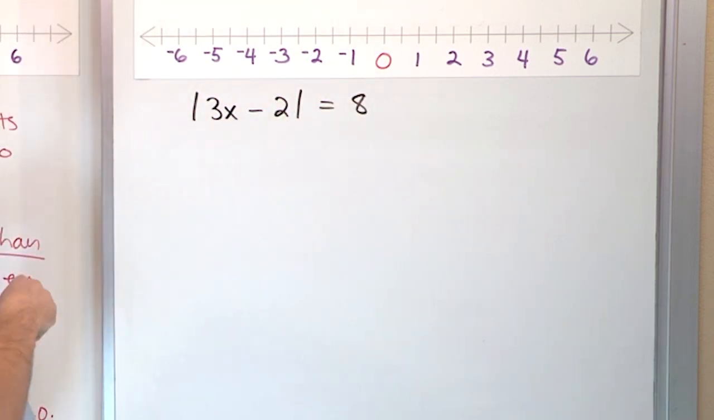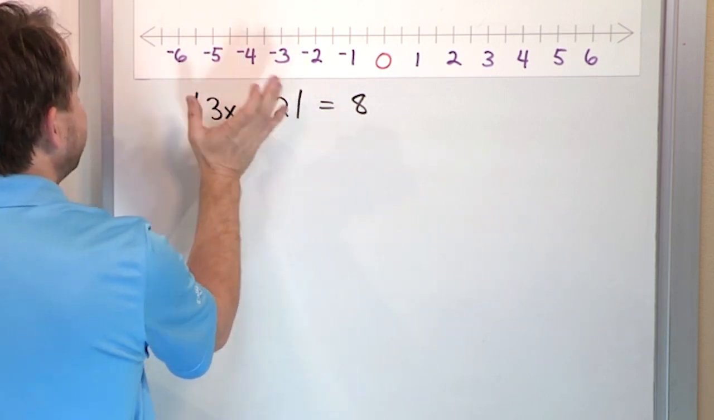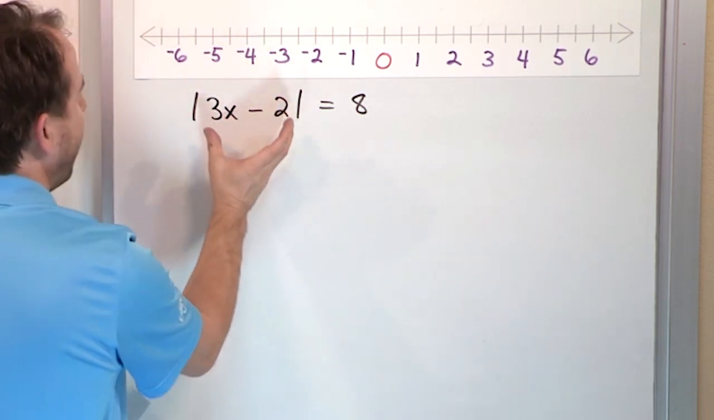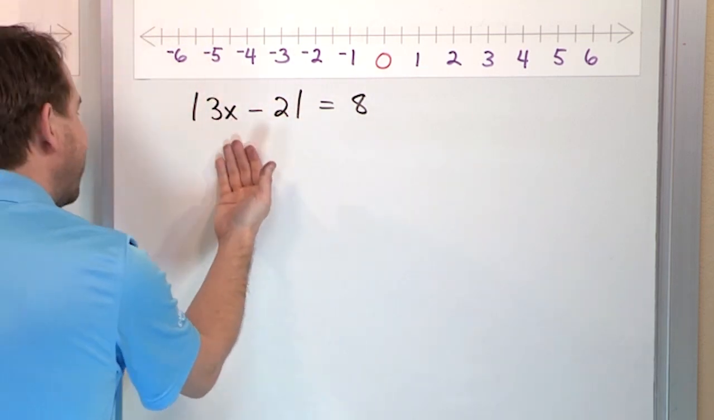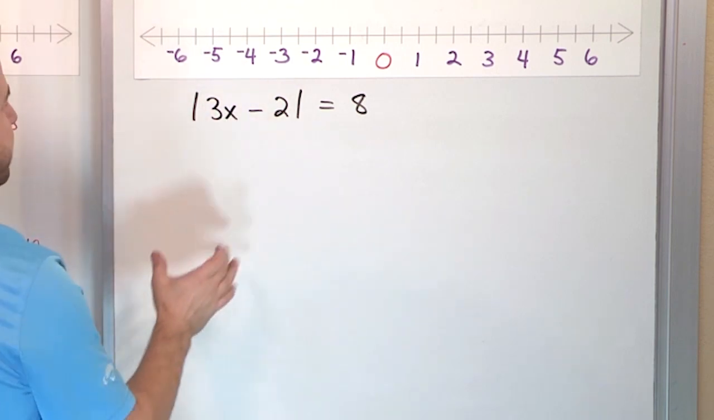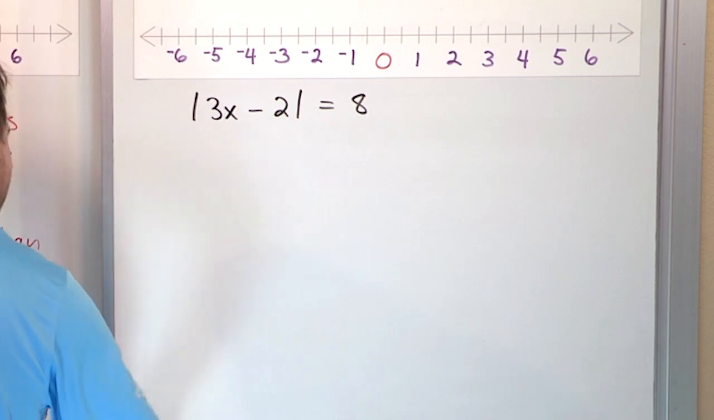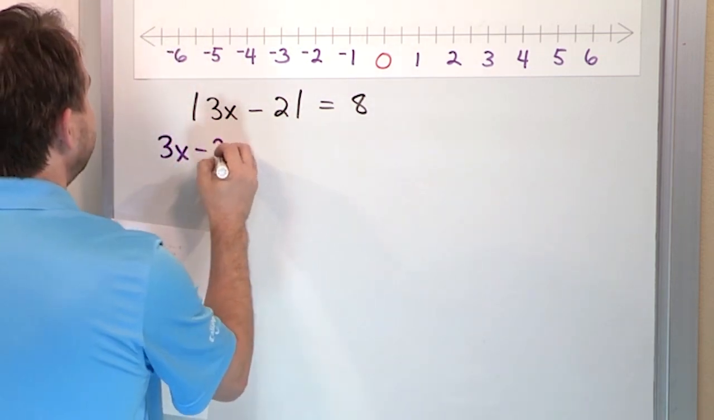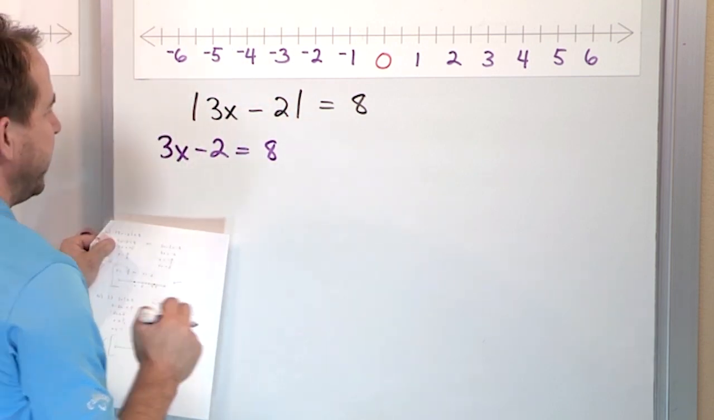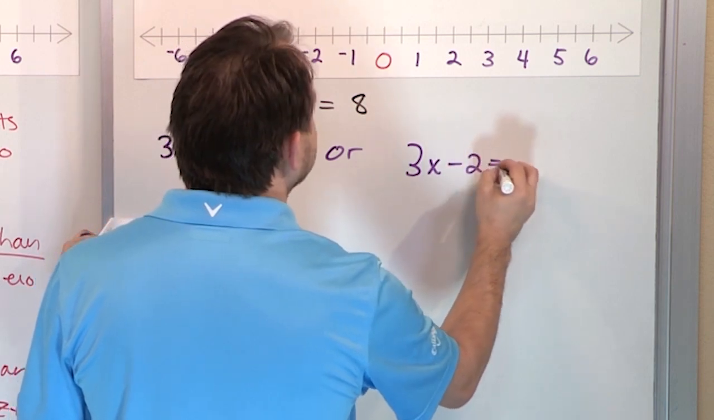Now what this means is that whatever goes in this absolute value here, whatever this expression is, I have no idea what it is because it has a variable, but whatever is inside of here can either be a positive 8 or it can be a negative 8, because once I take its absolute value, it's going to give me 8. So you always are going to get two little equations out of this. What you're saying is 3x minus 2 can definitely be equal to 8. Of course it can. Or it can also be equal to negative 8.